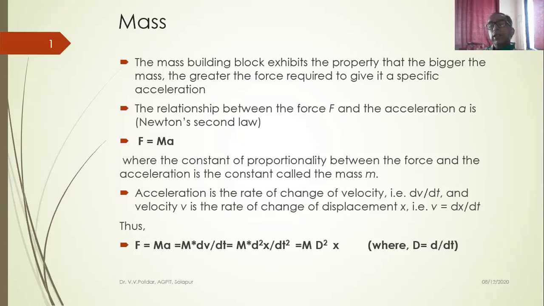Acceleration is the rate of change of velocity, that is dv by dt, and velocity v is the rate of change of displacement x. So v is dx by dt and a is dv by dt. In turn, acceleration will be represented by d2x by dt squared, or in operator terms, where capital D is equal to d by dt, the second derivative becomes D square. So force is equal to mass into acceleration, that is mass into dv by dt, which is d2x by dt squared, represented by D square x. So force is equal to m D square x, where D is the operator d by dt.